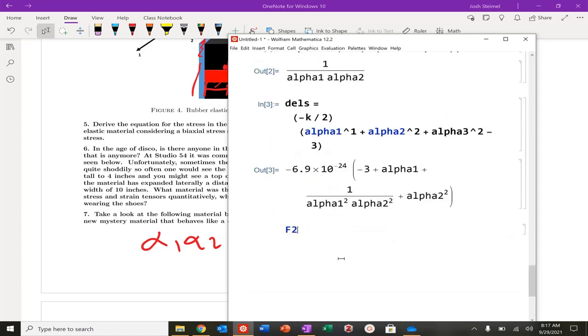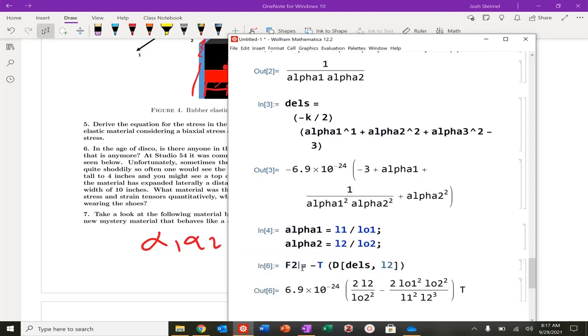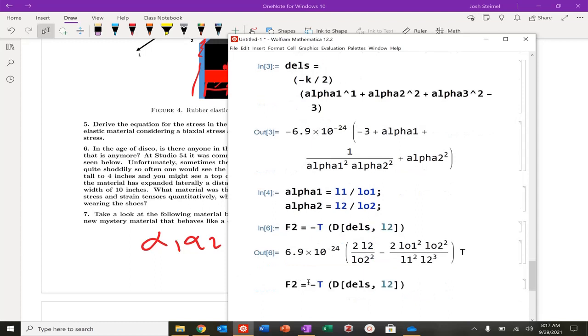So if I'm looking for the force in the 2 direction, it's going to be minus T times my derivative of del S with respect to L2. And let me define here, my alpha 1 equals L1 divided by L naught 1. Alpha 2 equals L2 divided by L naught 2. And then del S here. Got this. That's my force. And then this would be for my force in the 1 direction. I don't know why I chose 2 first, but it's okay.